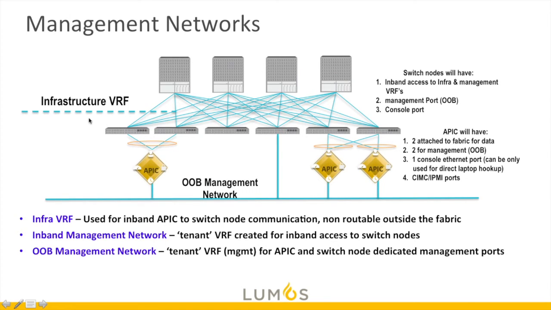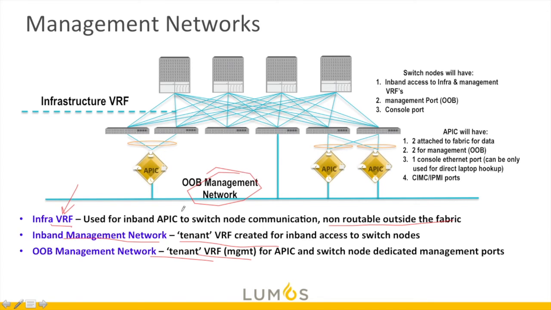There are a couple of different management networks in the ACI environment. We have the infrastructure VRF, which is used for in-band APIC to switch node communication. It is not routable outside the fabric, so whatever you use in the infrastructure VRF, you shouldn't have to worry about overlapping IP address space, like TEP space. We have the in-band management network, a tenant VRF created for in-band access to switches. And we have the out-of-band management network, another VRF that the APICs, leafs and spines use to connect to your out-of-band network right here.